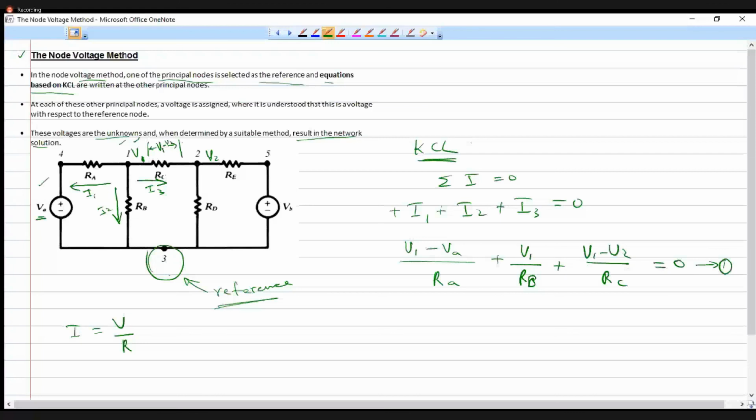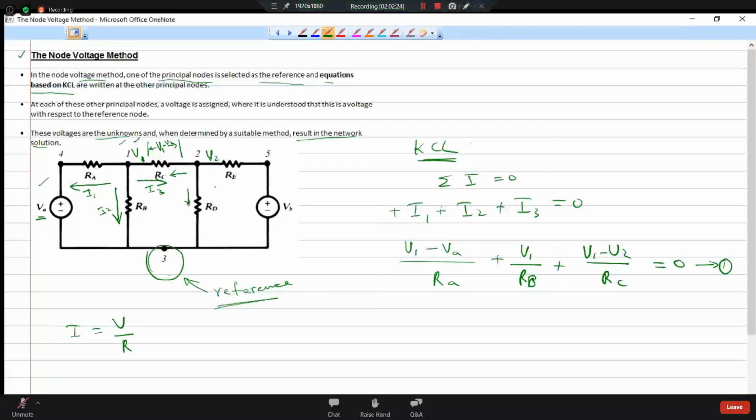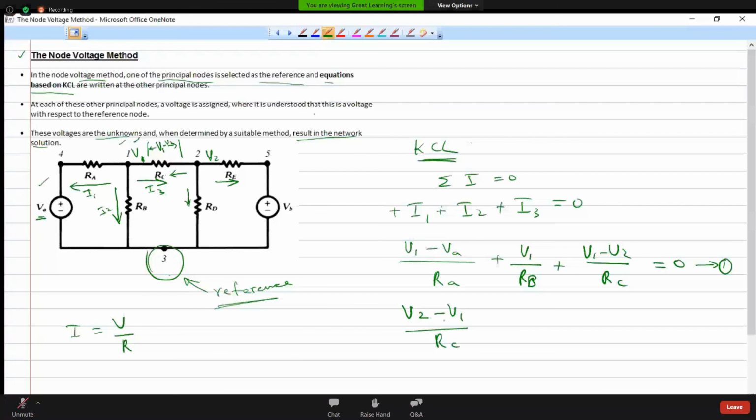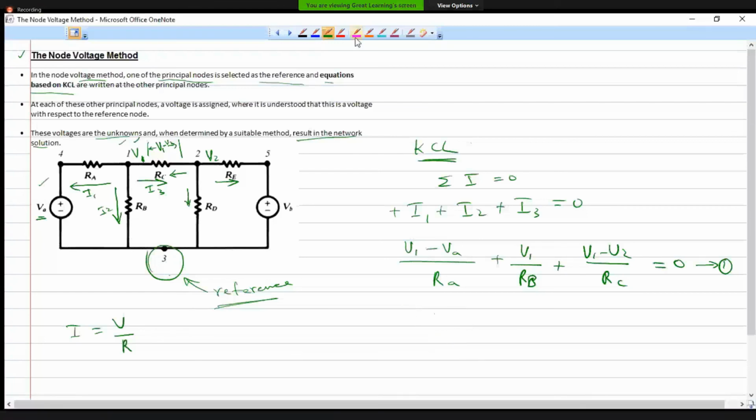Similarly, we can write one equation for node 2 as well. Assume that currents are leaving like this. With reference to node 2, I can write V2 minus V1 divided by RC. Let me use a different color so that you can follow easily. One is the current that is flowing leftwards.